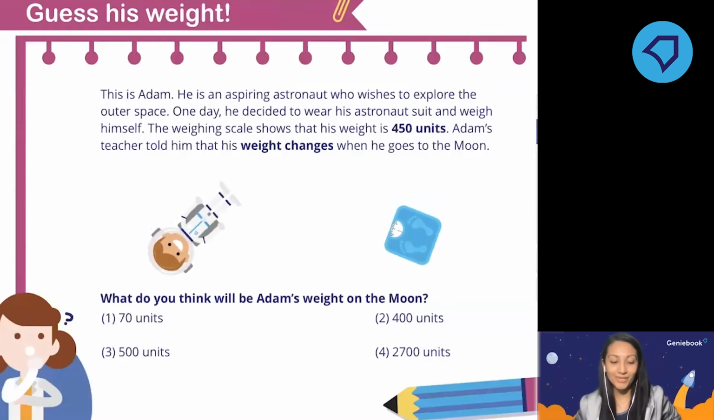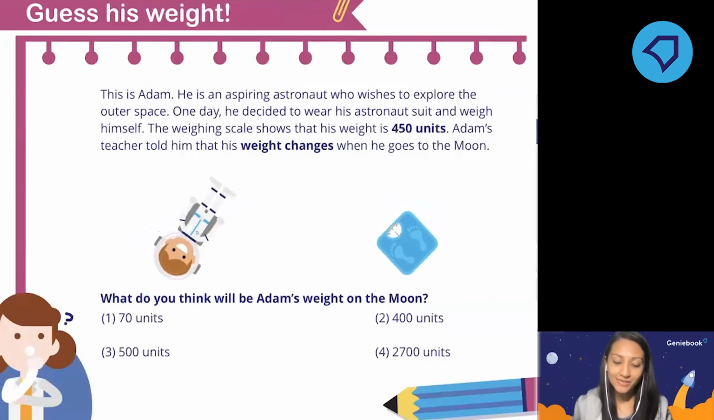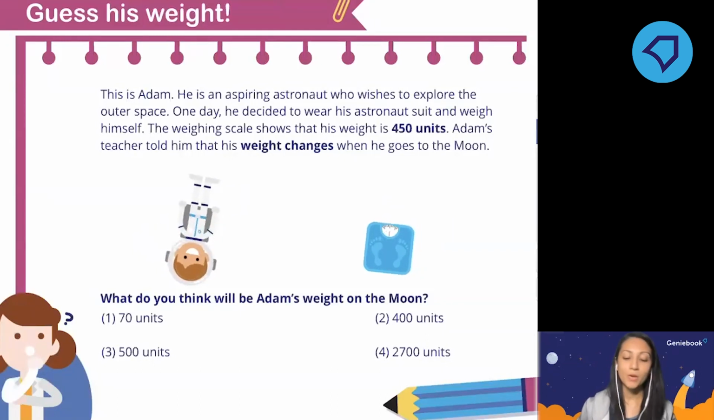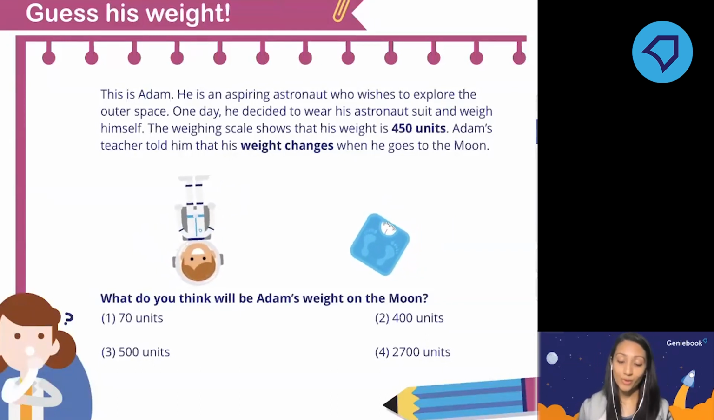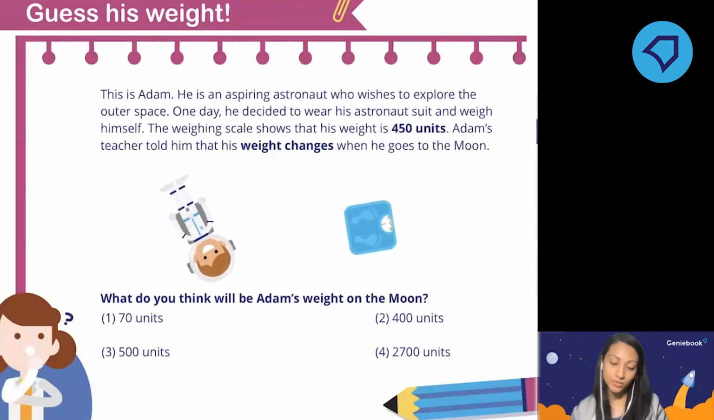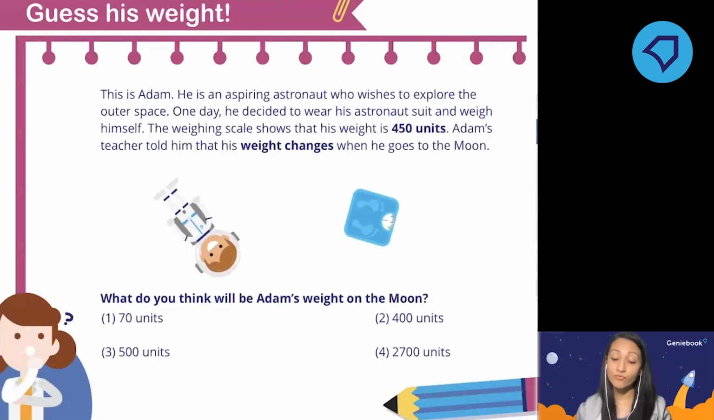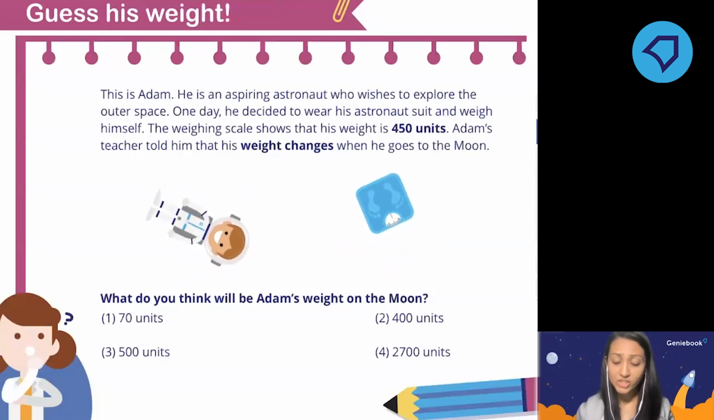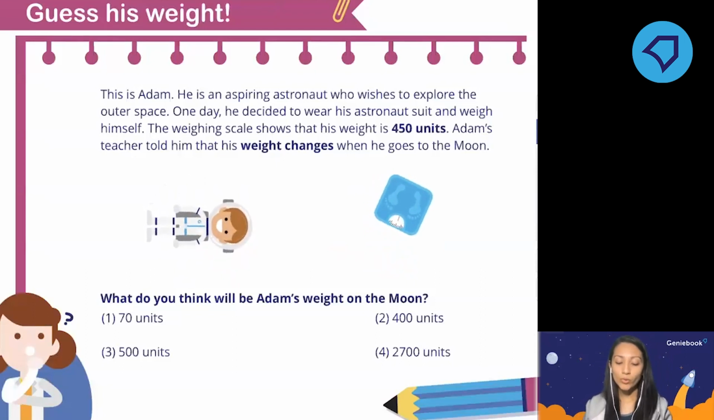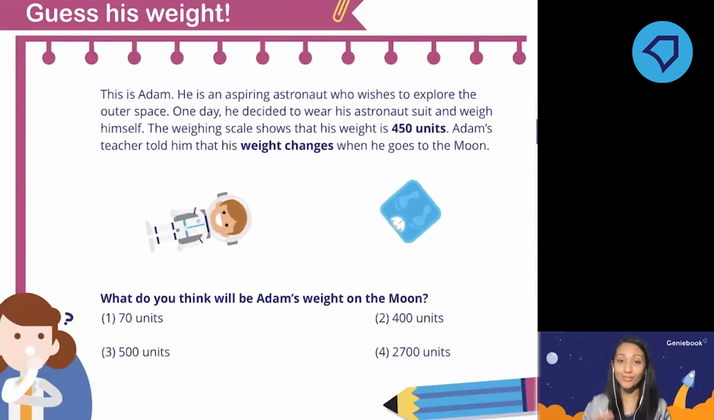Now, we have Adam. Adam is an aspiring astronaut who wishes to explore outer space. One day, he decided to wear his astronaut suit and weigh himself. The weighing scale that he uses shows that his weight is 450 units. Adam's teacher told him that his weight changes when he goes to the moon. What do you think will be Adam's weight on the moon?